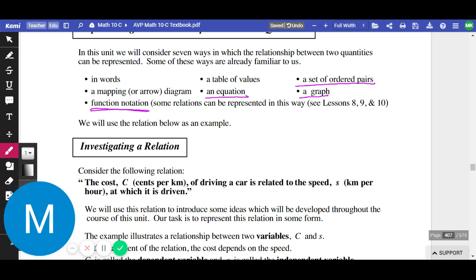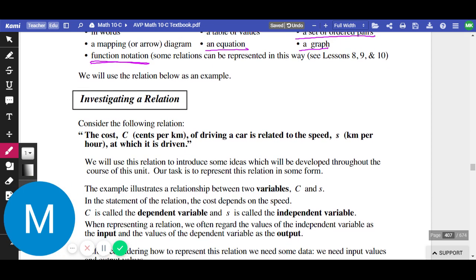Keeps on going. We don't do a lot of in-word stuff. We don't do a lot of mapping diagrams. They're kind of slow and messy. And we don't do a lot of table of values. Again, they're kind of slow and messy. So the biggest ones that we learn are the ones that we've highlighted right there. But you will need to know all of them.